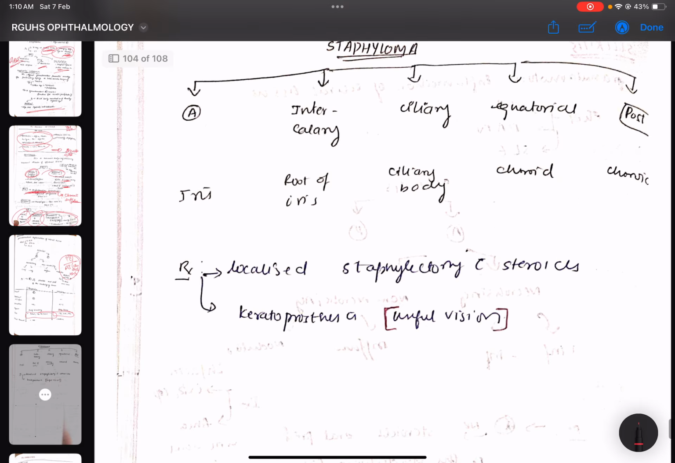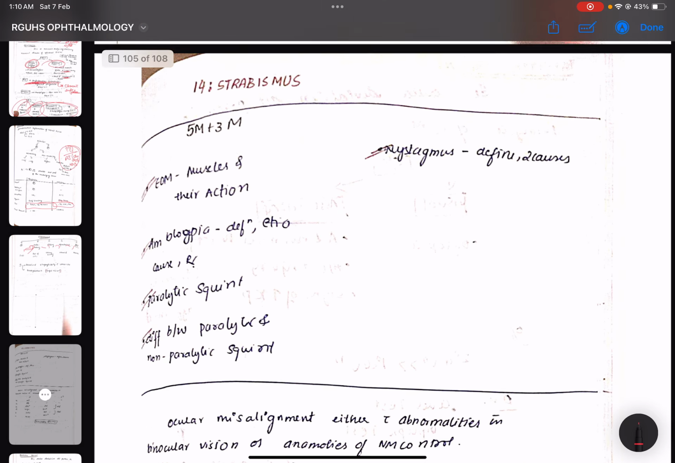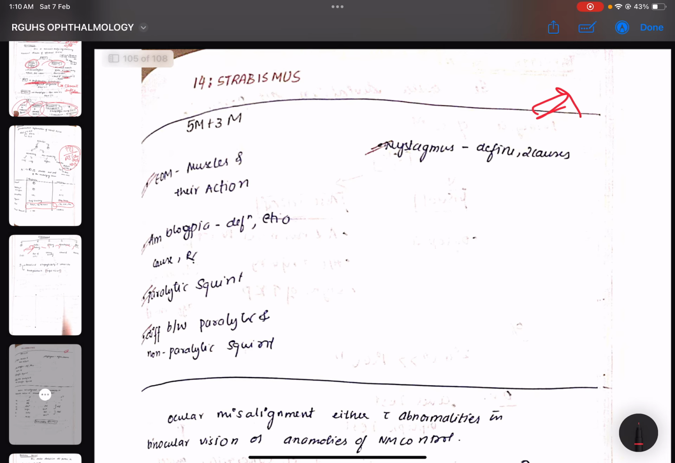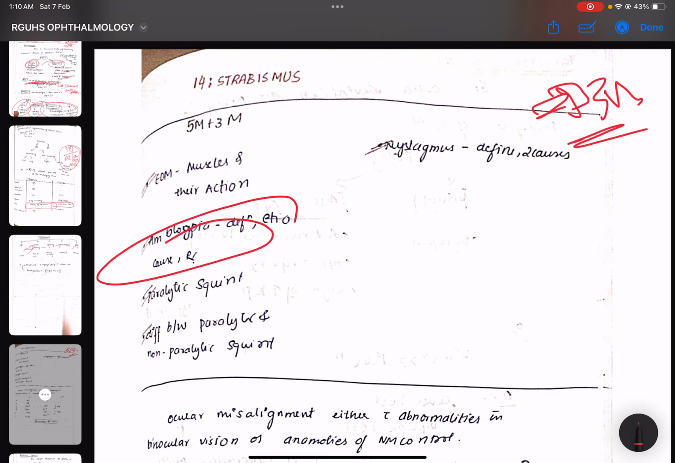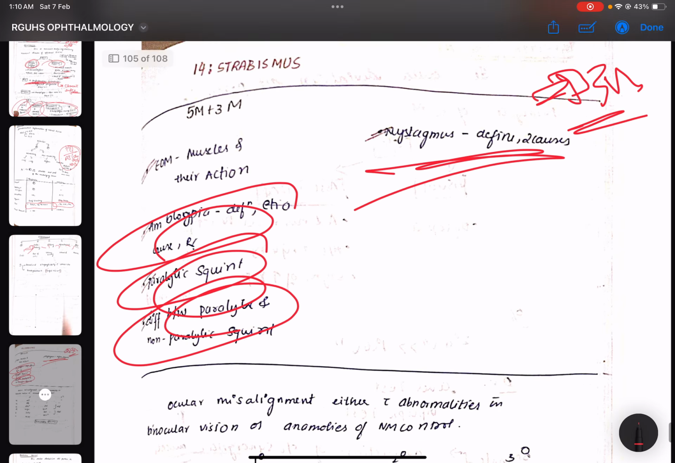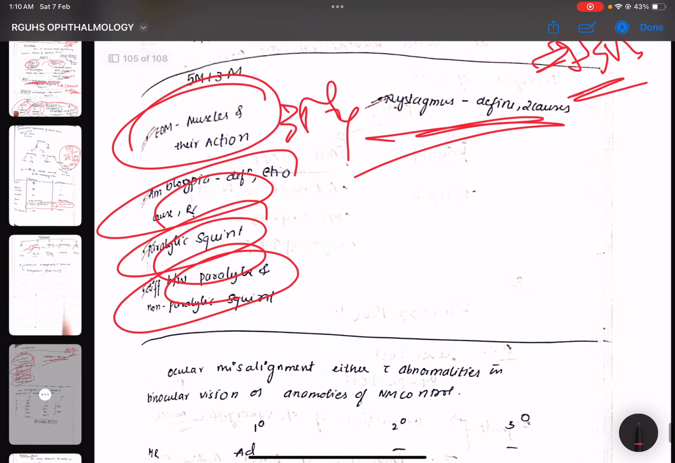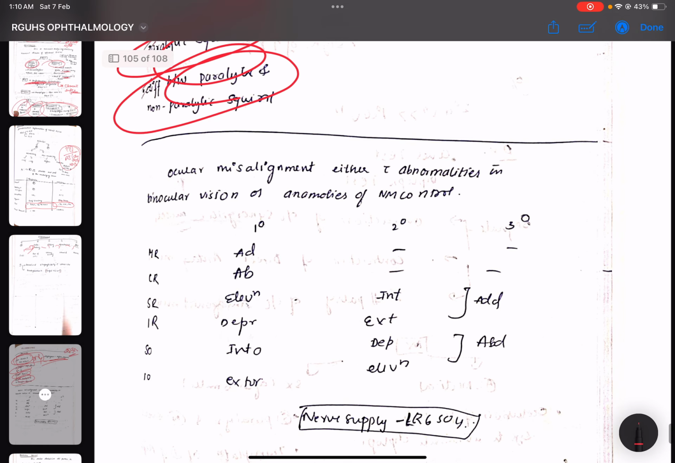And staphyloma, obviously I think the name itself is self-explanatory. I'm not going in depth because it's a 3 marker topic and I don't want to waste your time right now, but these are the causes. This is something to do with anatomy. If you know it, you will already understand. Again, strabismus is a 3 marker topic, so I'm not discussing much. These are the important things. Pray if you get this under strabismus, because it's easy.